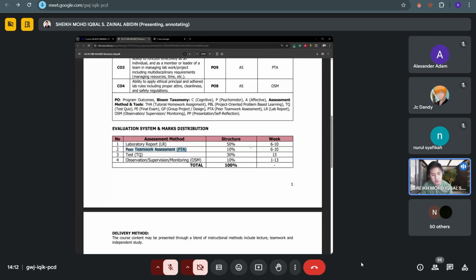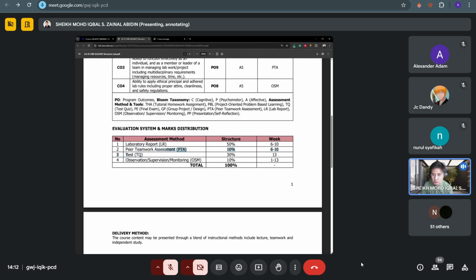But if one of the students is really not contributing, you can let me know, and then you can give them appropriate marks here in the peer teamwork assessment, right? So the peer teamwork assessment is at the end of the labs. You're going to fill in a form and submit it to me. Each of you has to submit the peer teamwork assessment to me, right? And it is confidential. No one will know, only I will know, all right?